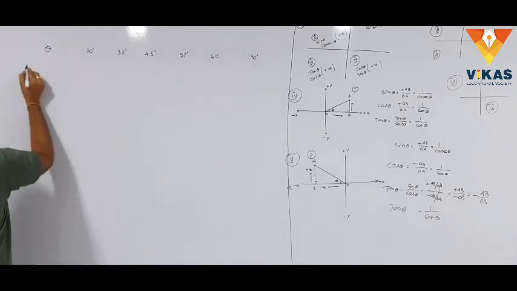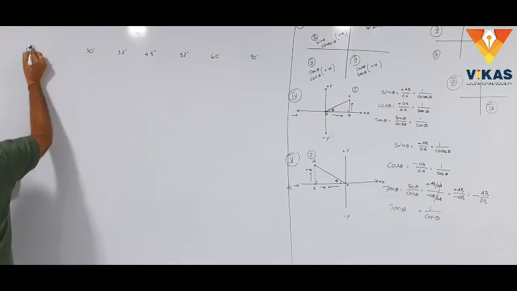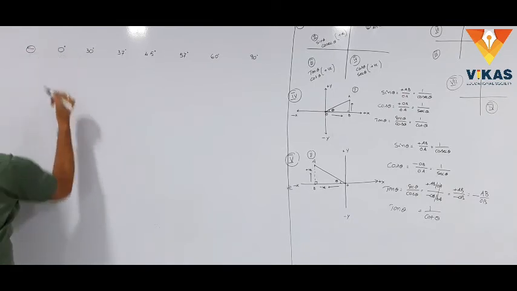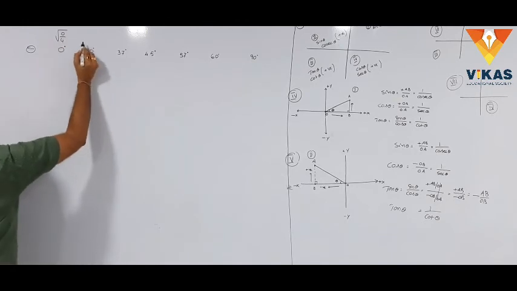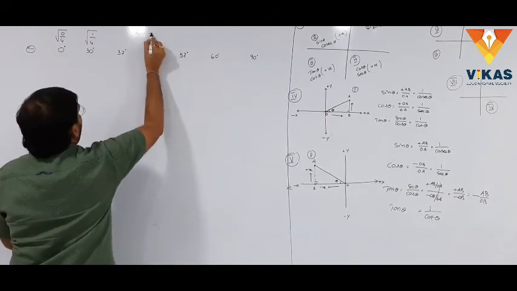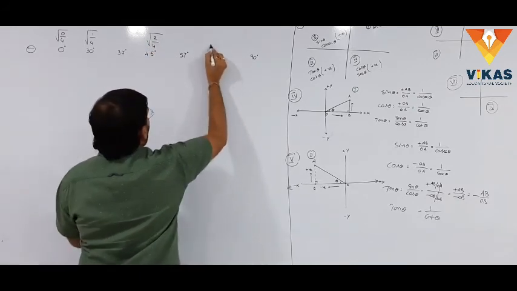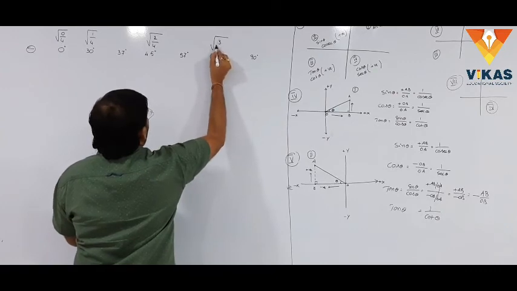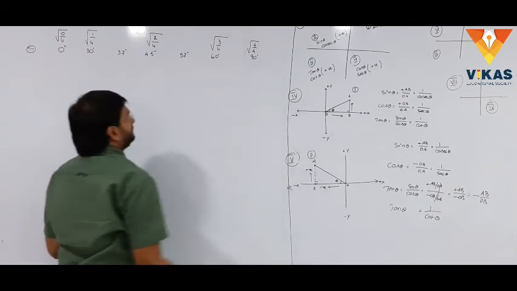Simply, it can be written as: this is theta, 0°. Here it is root over 0/4. Here it is root over 1/4. Here it is root over 2/4. Here it is root over 3/4. Here it is root over 4/4. Easily remember.